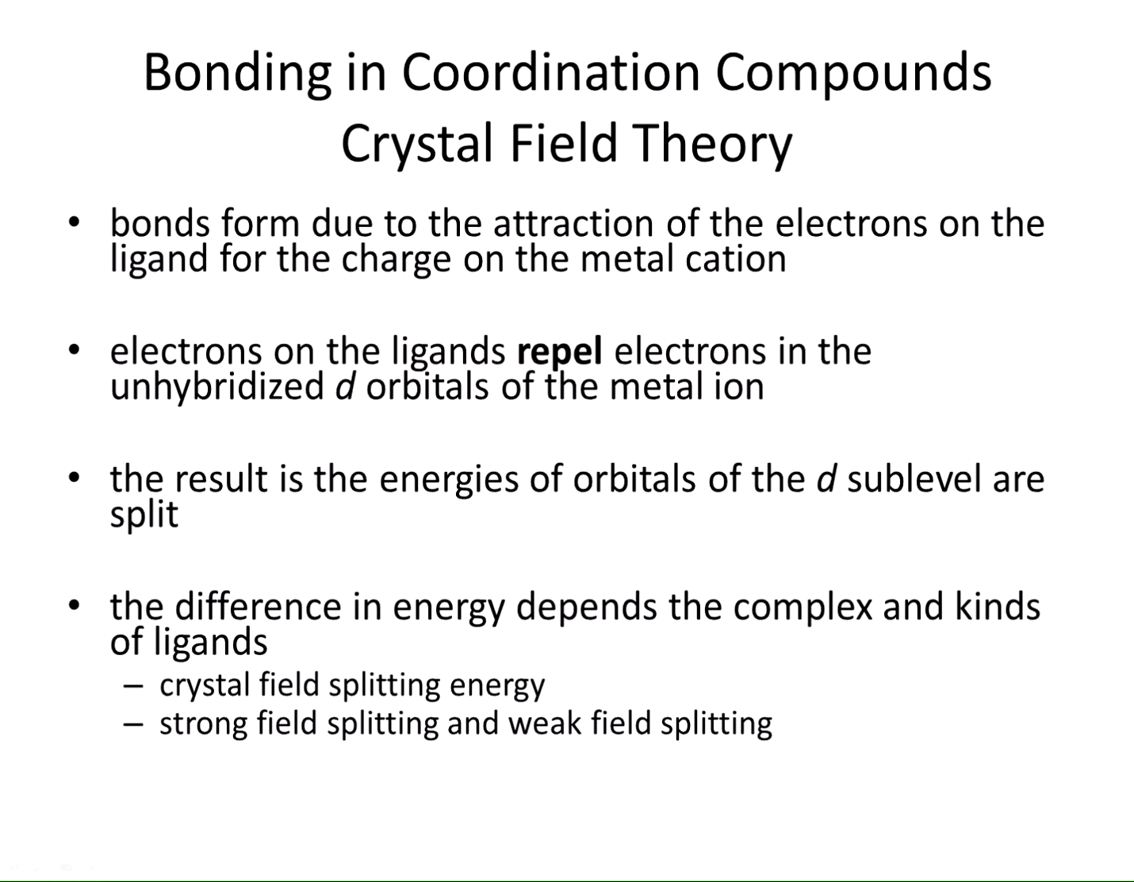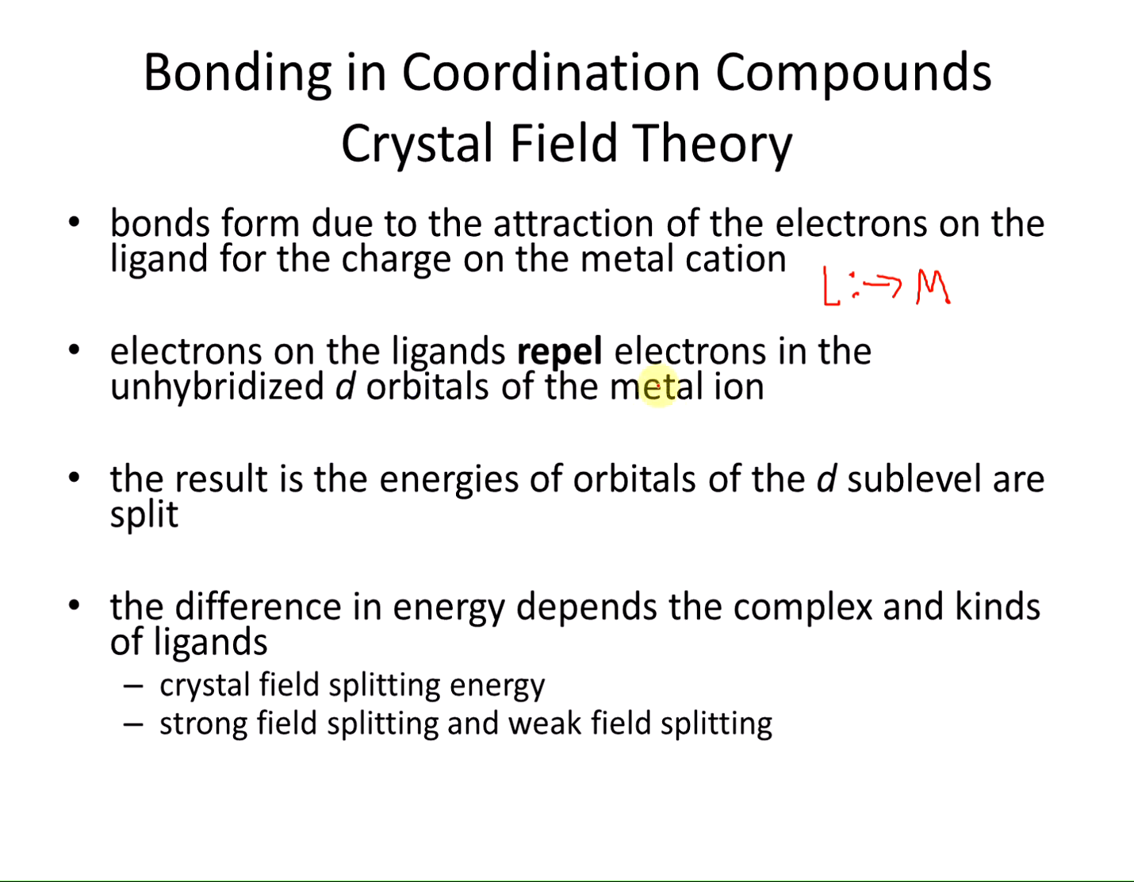So the bonding in coordination compounds is explained using crystal field theory. The bonds form due to the attraction of electrons on the ligand for the charge on the metal cation. So remember, again, think about our Lewis acid-base chemistry. The ligands have lone pairs that can donate electron density to the metal. So the metal acts as an acid, and it forms this coordination bond, this Lewis acid-base adduct. But the electrons on the ligands are going to repel the electrons in the unhybridized d orbitals of the metal atom.